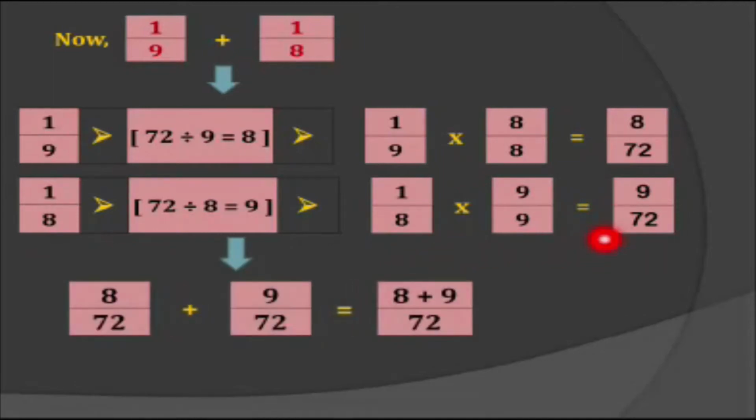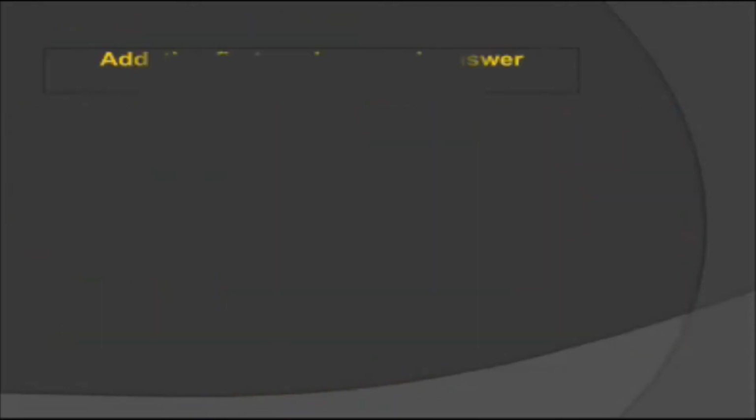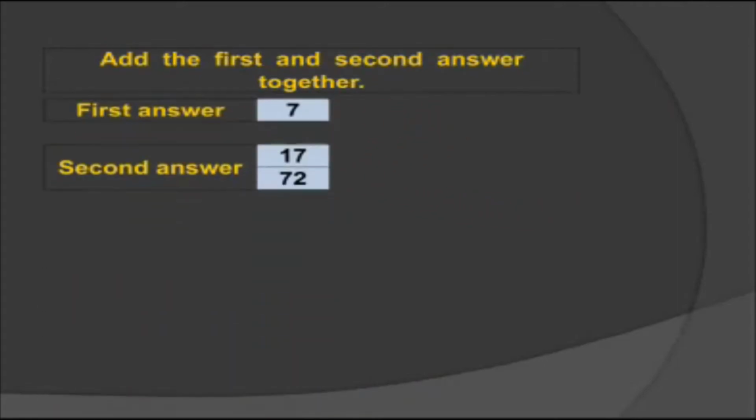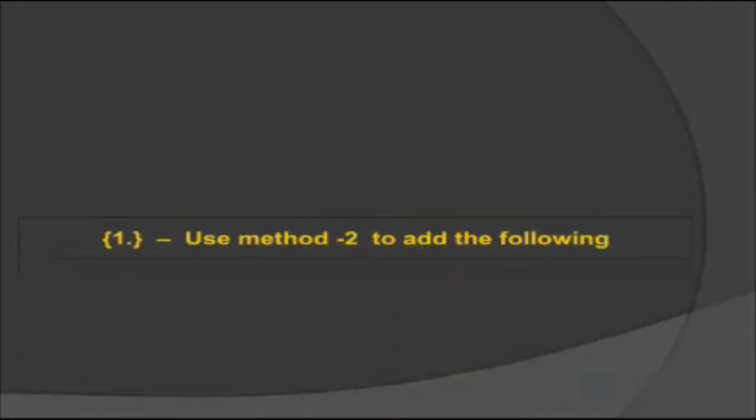So we can see that here the denominators are same, so we need to add only the numerators, that is 8 plus 9, so 8 plus 9 upon 72 is equal to 17 by 72. This is the second answer. Now we need to add the first and second answer together, right? So the first answer is 7 and the second answer is 17 upon 72. So here 7 and 17 by 72 is the final answer, right?